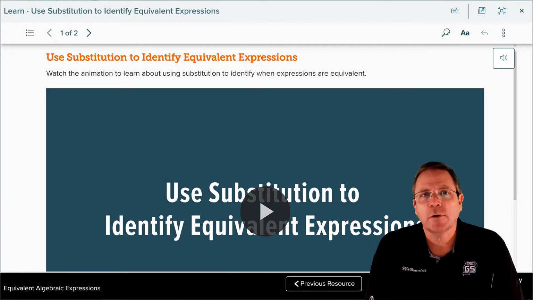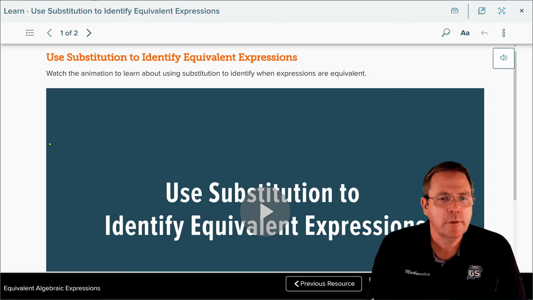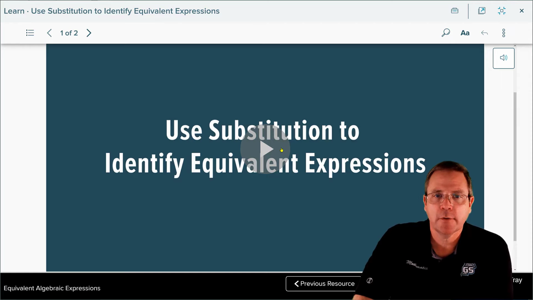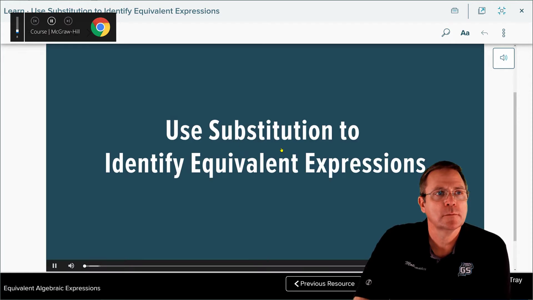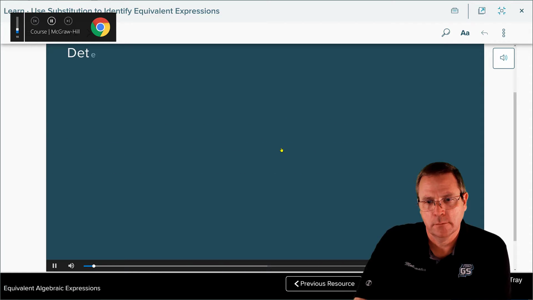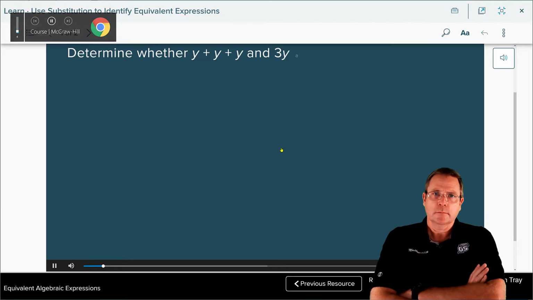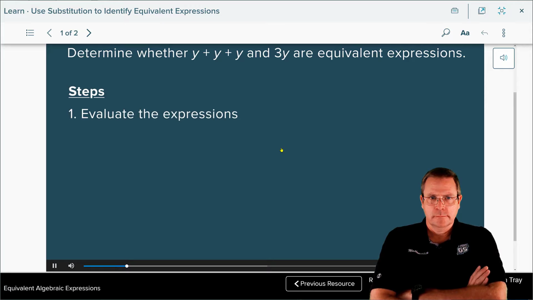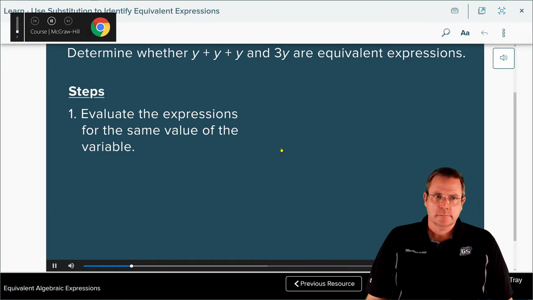And it looks like they're starting us off with another video, this time on using substitution to identify equivalent expressions. Determine whether y plus y plus y and 3y are equivalent expressions. One way to determine whether two expressions are equivalent is by using substitution. Begin by evaluating the expressions for the same value of the variable.